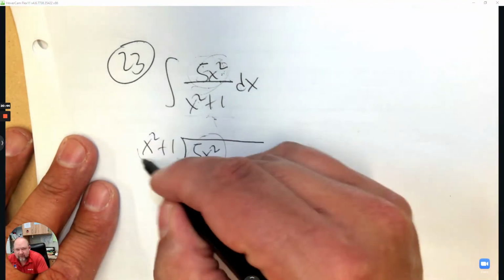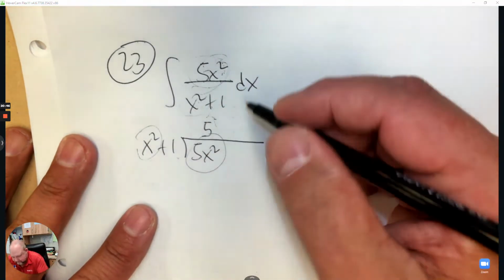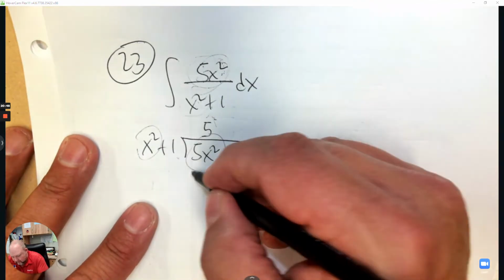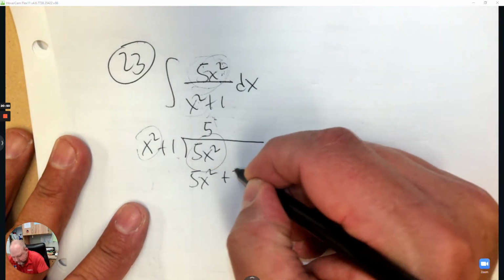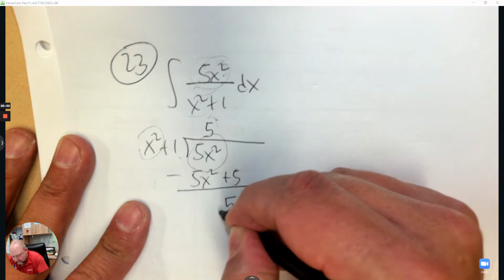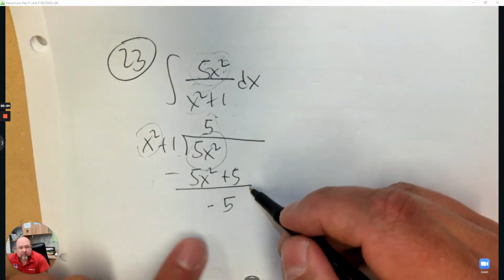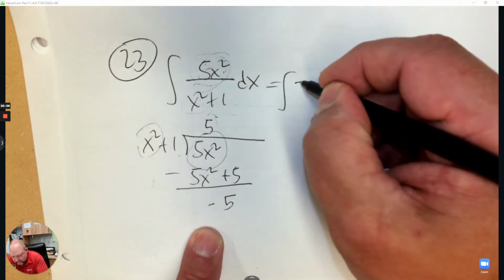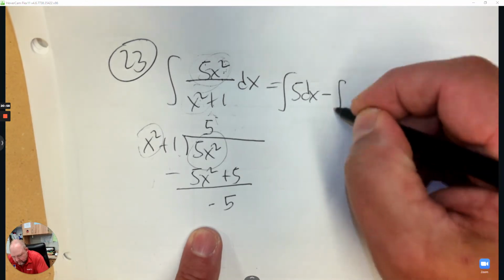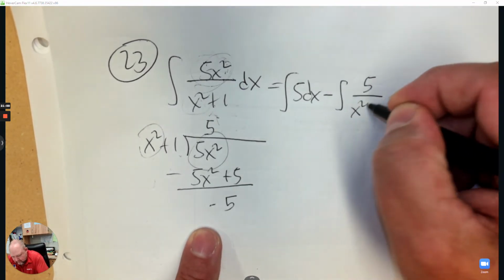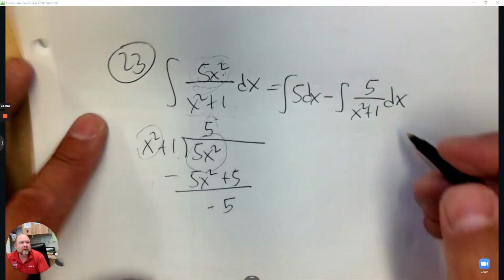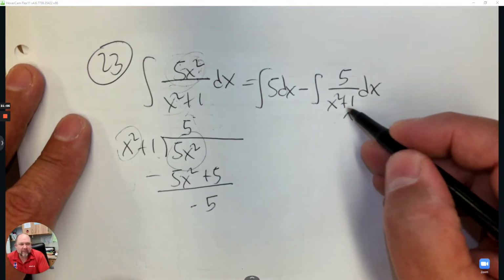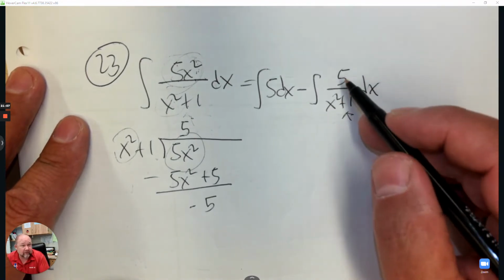So 5 divided by 1, and then multiply, and then the remainder. So the remainder is -5. So I'm going to start with 5, and the remainder is going to be written as a fraction. Now, if I look here again, the derivative of this is not going to match. This is not a logarithm.